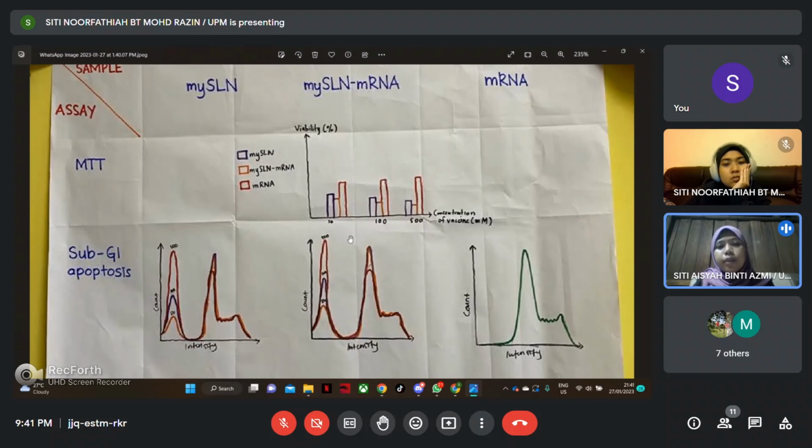And then we have the my SLN, which only contains the nanoparticles. So the SLN is toxic, but it does not have the target cells. And then from the three concentrations, at the 500 millimolar concentration, we have the lower levels for the my SLN and also my SLN mRNA because more cells will be killed.